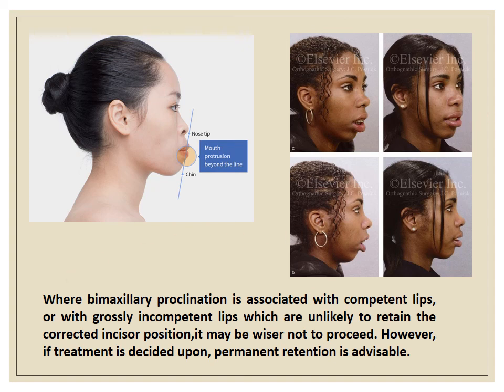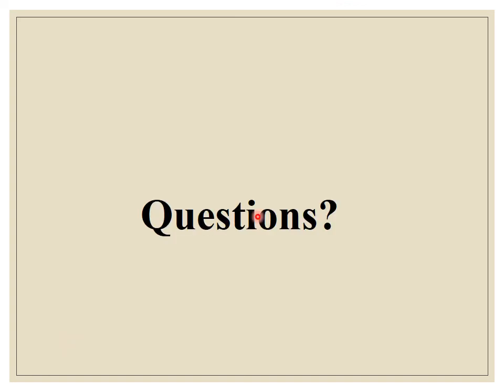But if the bimaxillary proclination is associated with competent lips or with grossly incompetent lips that are unlikely to retain the corrected incisor position, it may be wiser not to proceed with the orthodontic treatment because the relapse is very high. And if we decide to make a treatment, the permanent retention is very advisable in these cases to have stable results.